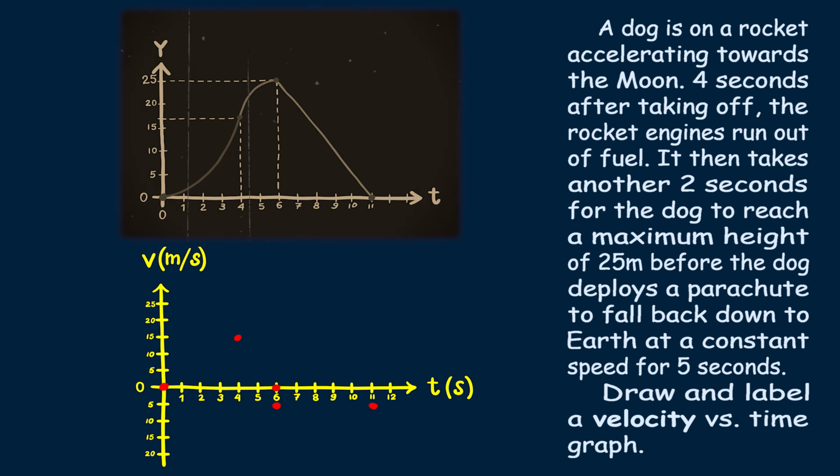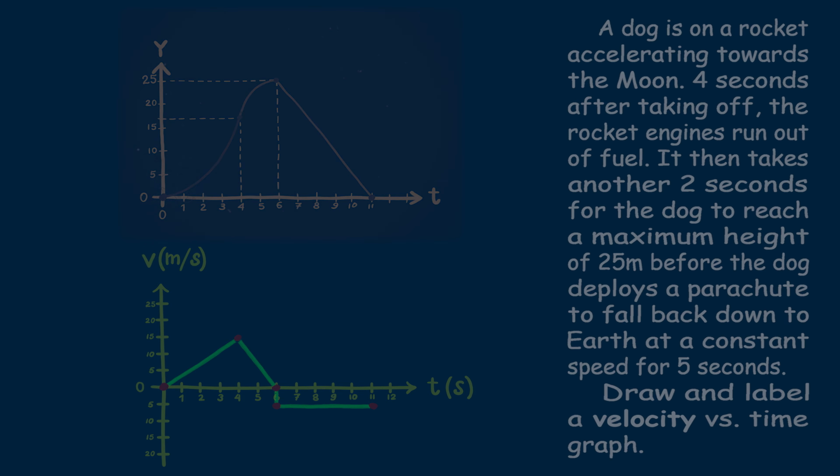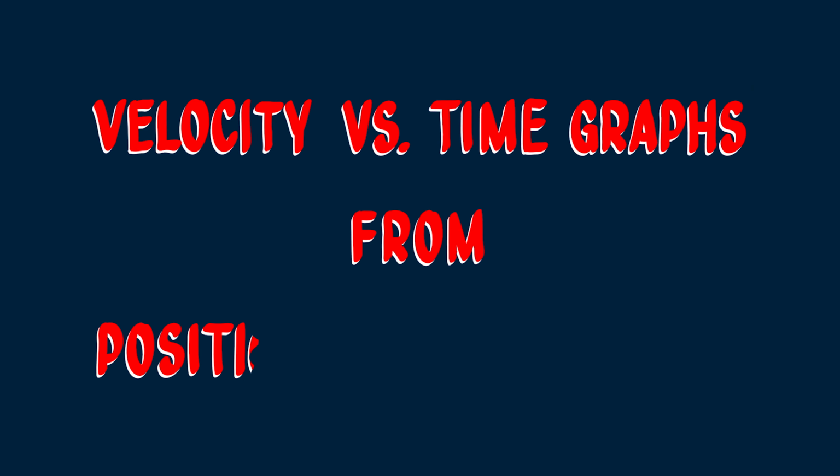Now all that's left to do is to connect the critical time points on our velocity graph with straight lines, and you're done. And there you have it. That's how to draw velocity versus time graphs from position versus time graphs.